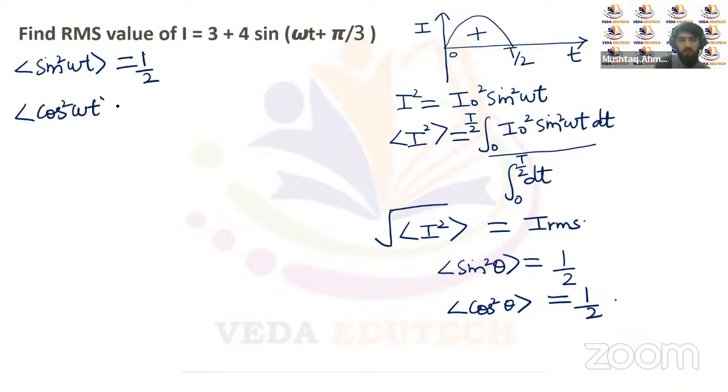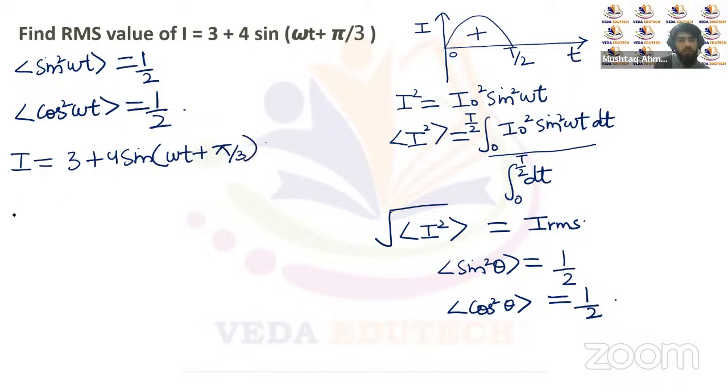It will also be equal to half, correct? So let's now try to solve this question. Find the RMS value of the current, where the current is given as I = 3 + 4 sin(ωt + π/3).